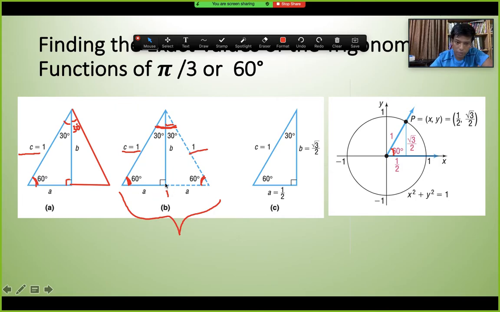That means from here, see, since this is the perpendicular, it divides both of them into two equal halves. So this must be half and this must be half.